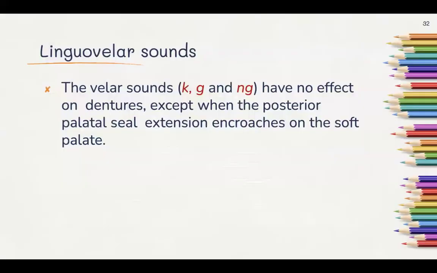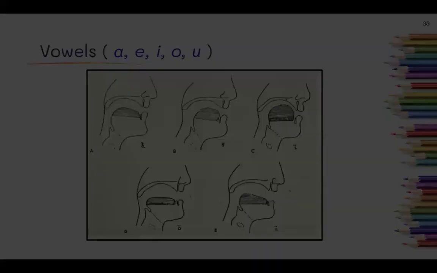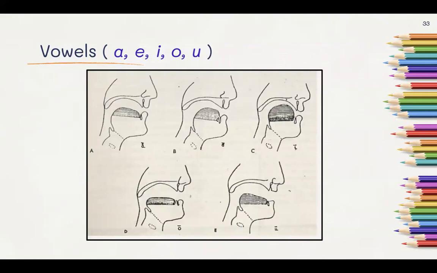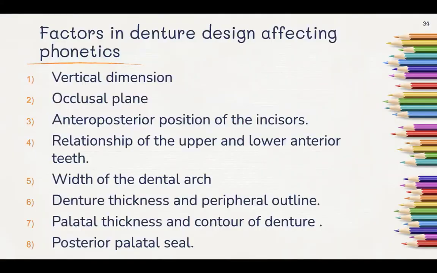We have the linguo-velar sounds. The velar sounds like the k, g, and nga, and all that. The thing is that these are sounds which have no effect on dentures. Rather, this can be used for checking over-extension of your upper denture along the posterior palatal seal areas. We have the vowels A, E, I, O, U. So these are all like the velar sounds, and these also help in checking the phonetic status in complete denture patients. So what are the factors that are affected because of faulty denture designing?